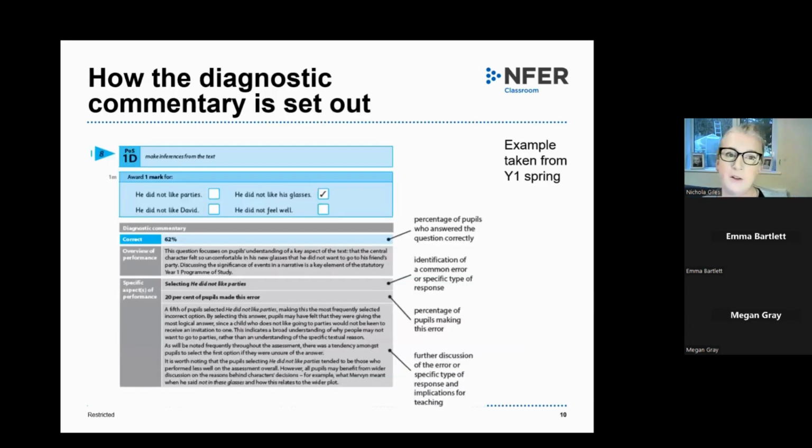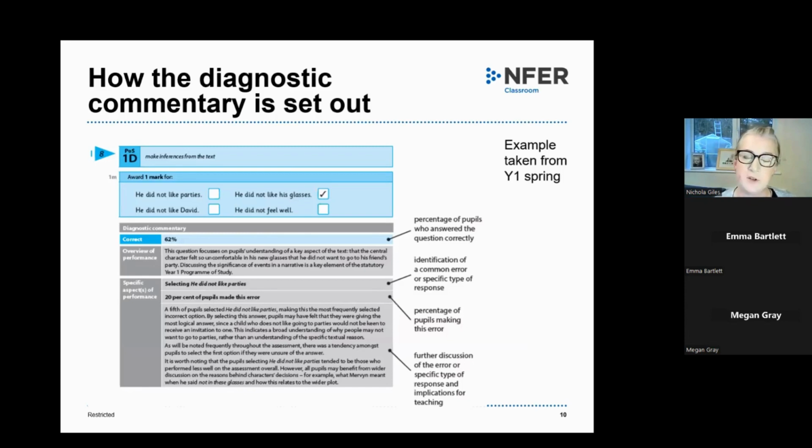So this is what the diagnostic commentary looks like and how it's set out in the teacher guide and mark schemes. You'll see right at the top, there's the programme of study, and this is from a Year 1 spring. Then it's got the marking in there. Then it's got, like we said, the percentage of pupils who answered the question correctly. In this example, it's 62%. Then it's got an identification of common errors that may have been made.